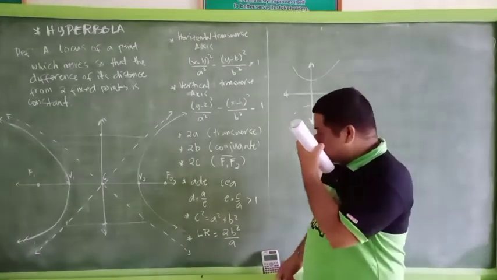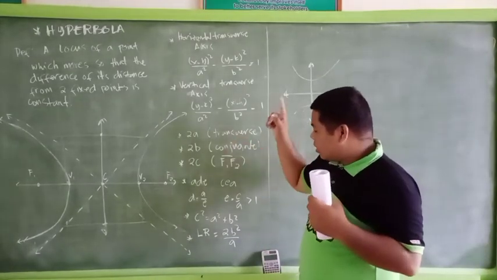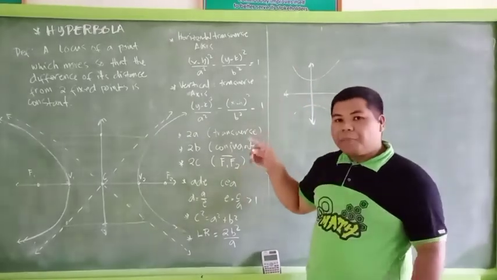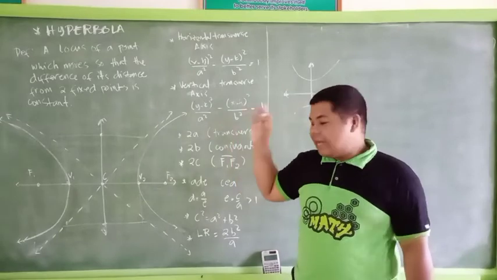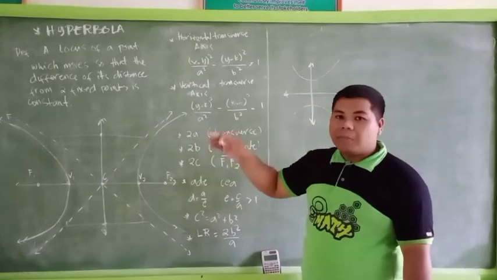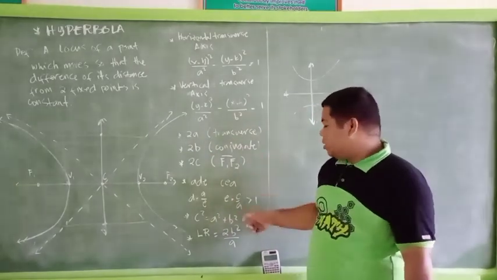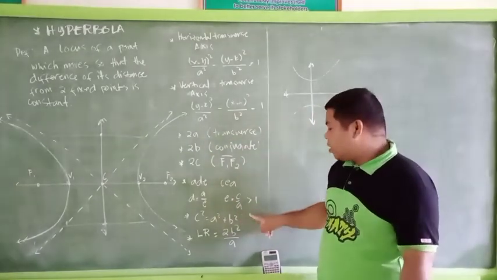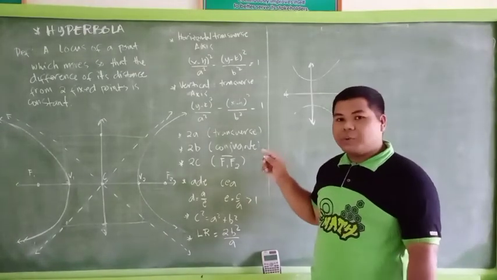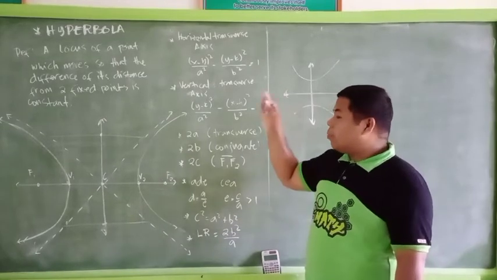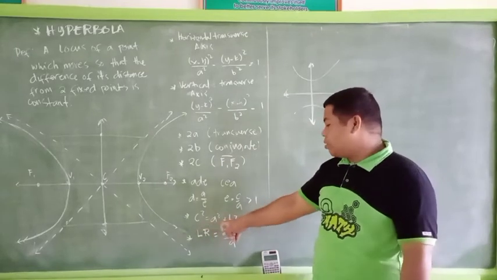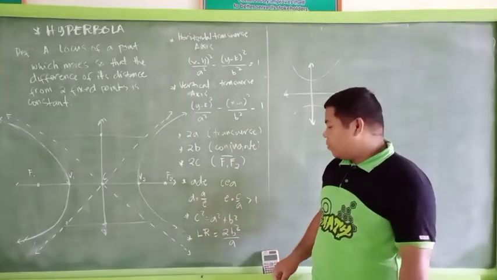Tapos, meron tayo ditong relationship ng a, tapos ng b, tapos ni c. So, kung dun sa ellipse, a yung pinaka malaki natin dun, sa hyperbola naman kasi, babalik na tayo sa normal na Pythagorean. So, kung aalala nyo pa sa ellipse, yung equation natin dun is meron tayong a squared is equals to b squared plus c squared. So, dito sa hyperbola, back na tayo sa nakasanayan natin Pythagorean, which is c squared is equals to a squared plus b squared.